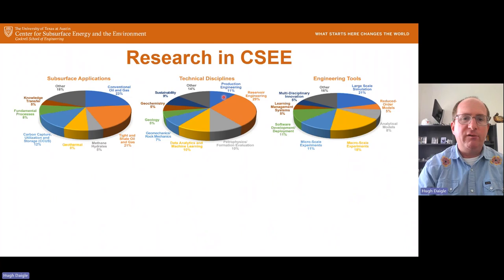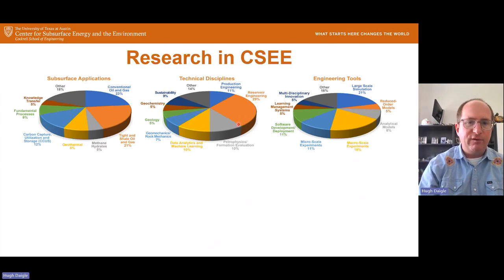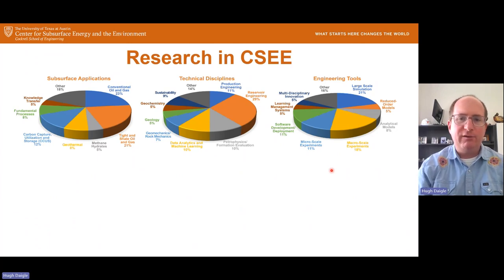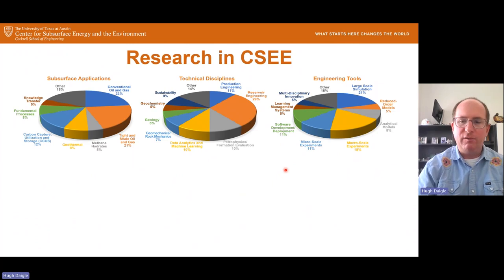We have a diverse background of researchers who work in areas including reservoir engineering, petrophysics, machine learning, data analytics, sustainability, and all other different types of engineering and science. And the tools we use to investigate these problems include everything from laboratory work to large-scale simulations and even small-scale simulations, including micromodels. So there's a lot of great stuff that we do.